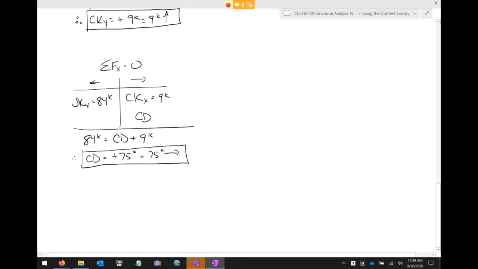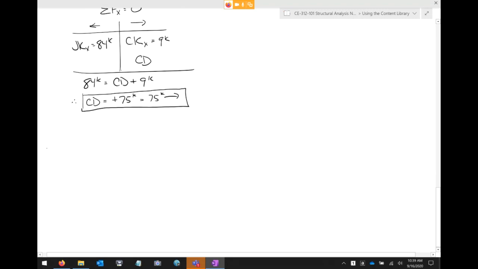Okay. So let's summarize some stuff because I'm getting sick of scrolling back and forth. So I'm going to use my little cheat sheet here. So summary. Let's just rewrite all the 5 forces that we figured out. We got CD is 75 kips to the right. We got CKX was 9 kips to the right, and we got CKY is 9 kips upwards.